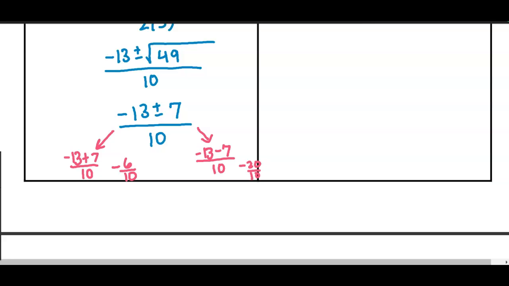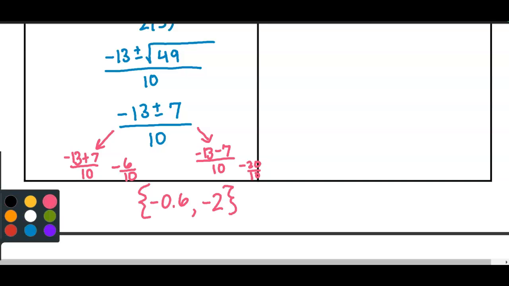And so that gives me an ordered pair of negative 0.6. Not an ordered pair, excuse me, a set. So let me change that, not to a parenthesis, let me change it to a bracket. Okay. And then negative 2. So those are my 2 x-intercepts.